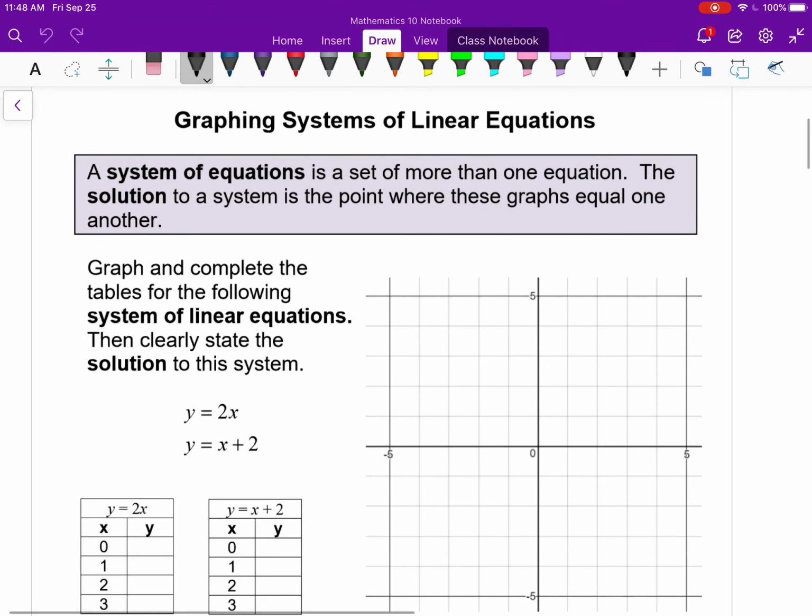All right, so this is the first set of notes from Chapter 7, which is looking at what a linear system is from a graphing perspective. And a linear system means more than one line at once, and that's essentially how it starts here. A system of equations is more than one equation that we're dealing with at once. And the solution to a system we can visualize is where these graphs equal one another.